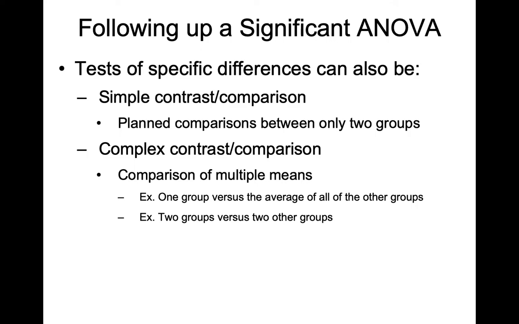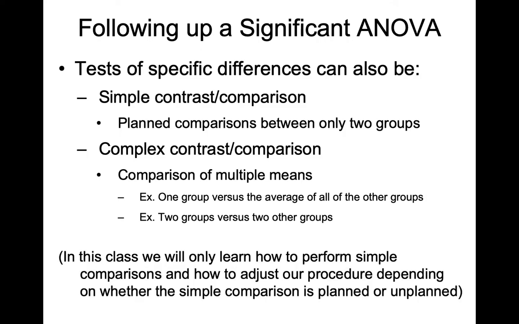Okay, so those are complex comparisons. Anytime we're testing more than just 2 means, we've got a complex comparison. You will be happy to know that in this class, we're only going to learn how to perform a simple comparison and then how to adjust our procedure depending on whether that simple comparison is either planned ahead of time, a priori, or unplanned, post hoc. In an advanced statistics class, you'll learn how to do complex comparisons, but don't worry about it for the purposes of this class. We're just going to be worried about simple comparisons or simple contrasts.